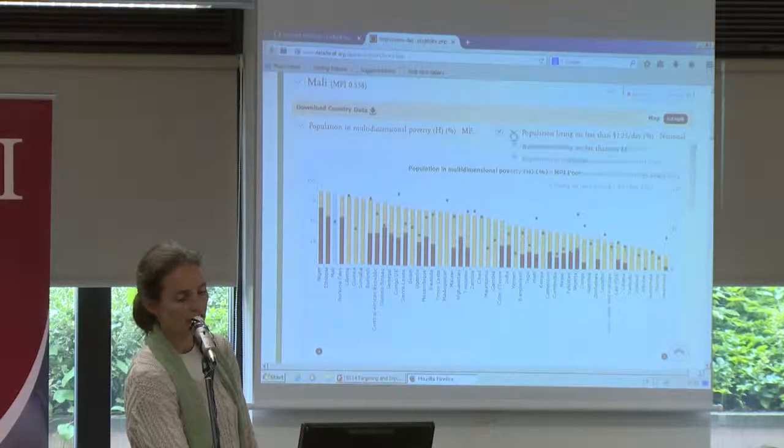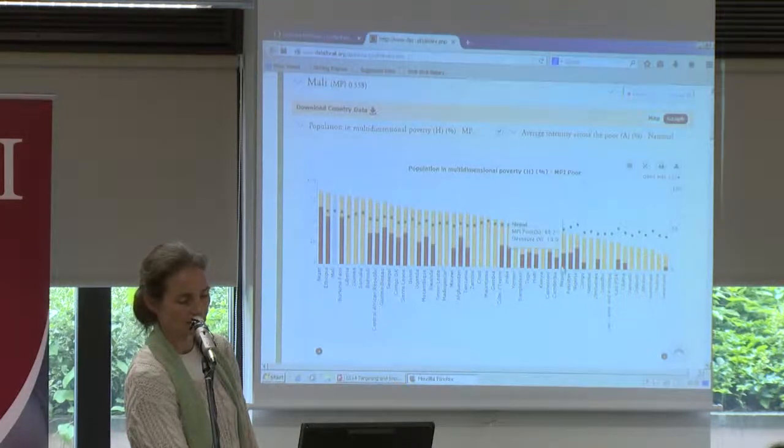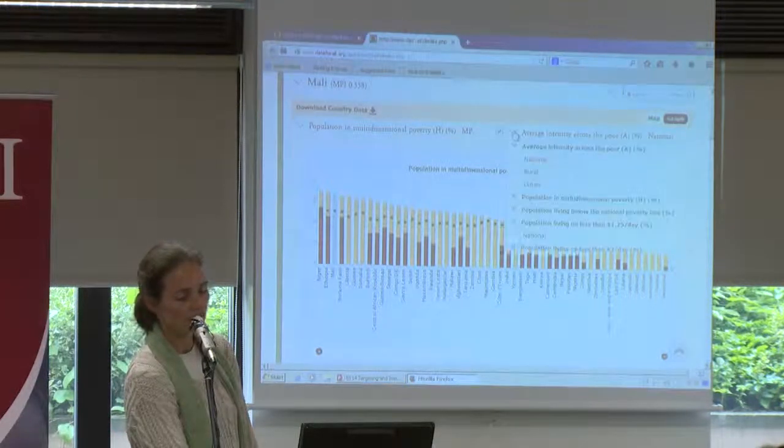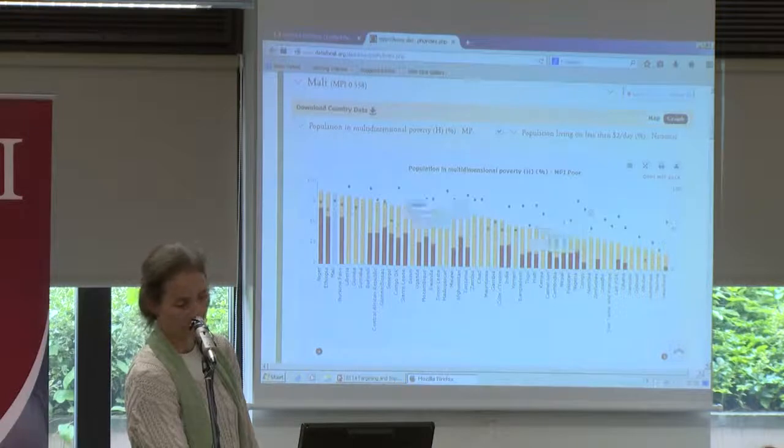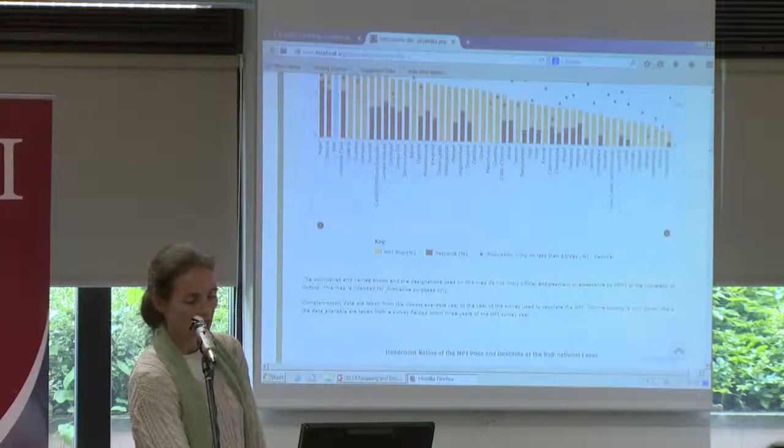And you can change this to say, okay, I don't want the black dot to show $1.25 a day poverty, I want it to show intensity. And I wanted to show national intensity, so there it is. So you can change these in an interactive way depending on what your study is. You may want to look at $2 a day poverty in the countries, and there it is. And then any of these you can take pictures of or screenshots if you want to save them for PowerPoints.